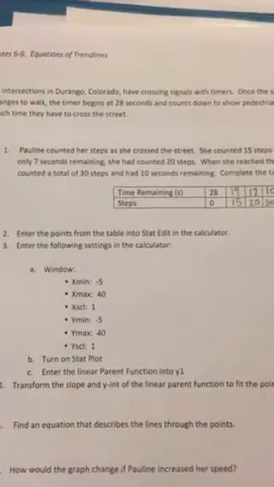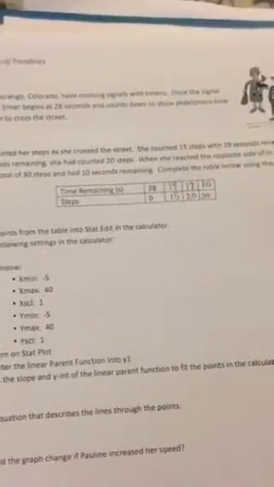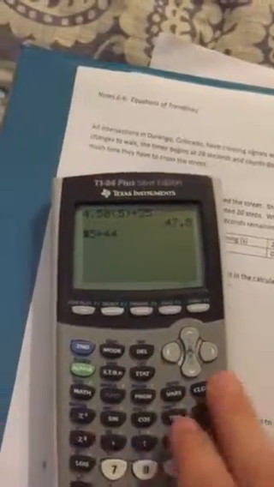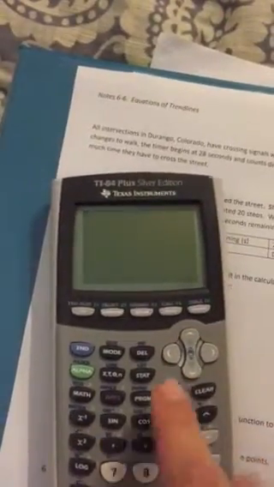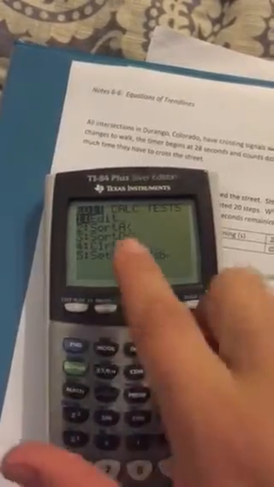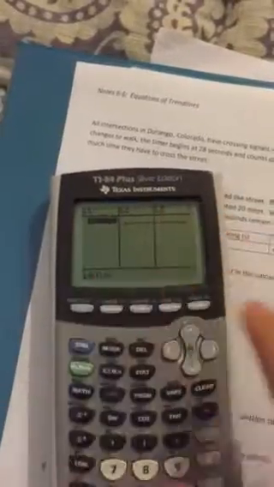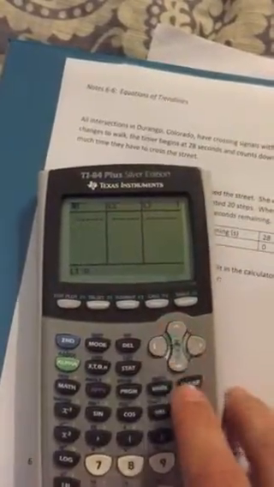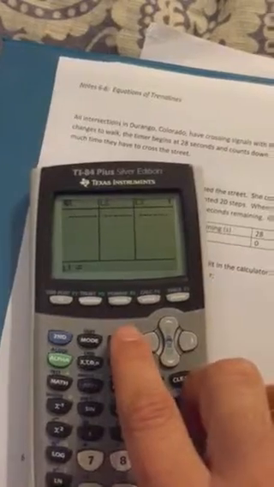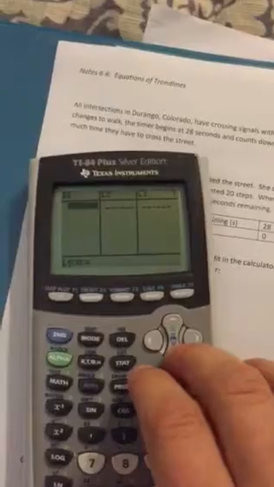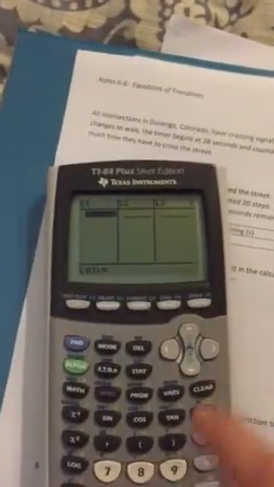Then it says enter the points from the table into stat, edit, on the calculator. To do that, you get your graphing calculator and clear everything out. Then you push stat, and the first option is edit. If you had anything in L1 and L2, you would arrow up and push clear. Don't push delete, because that will delete your whole L1, which is not what you want. That'll actually put you in a bind. So make sure you don't have anything in your list there.